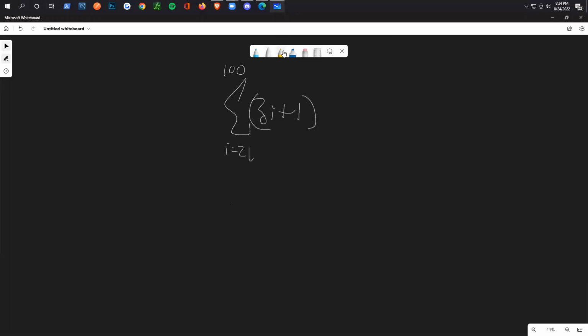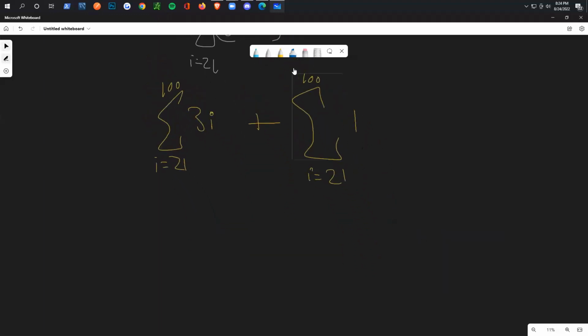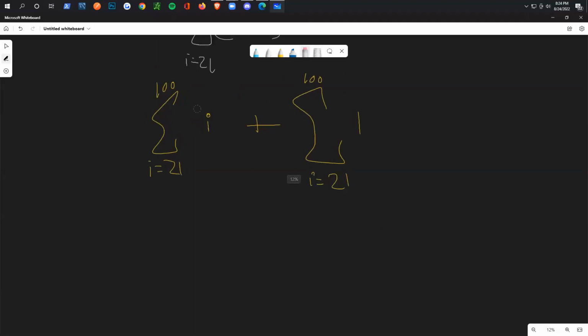Okay, so this one, we have an expression. Let's split it up. So let's keep our bounds the same for now. We're going to have 3i plus 100, i equals 21 to n. Okay, so let's start on the left side again. Pull out the 3. We have a constant. Pull out the 3, right? So now we just have this summation.